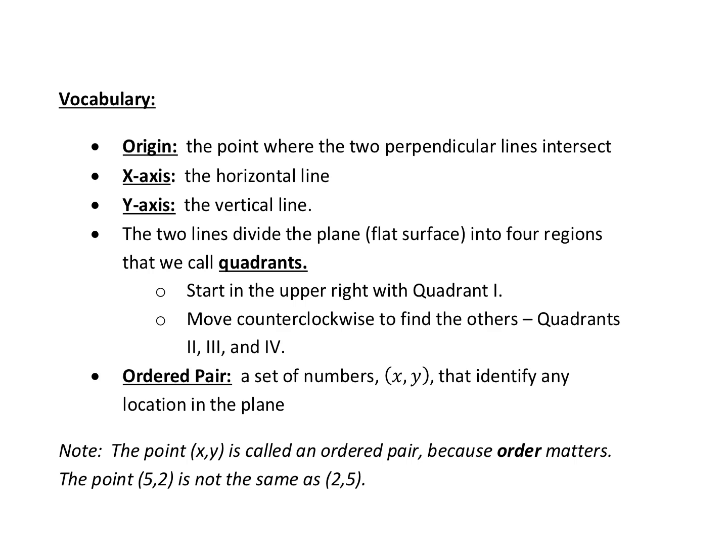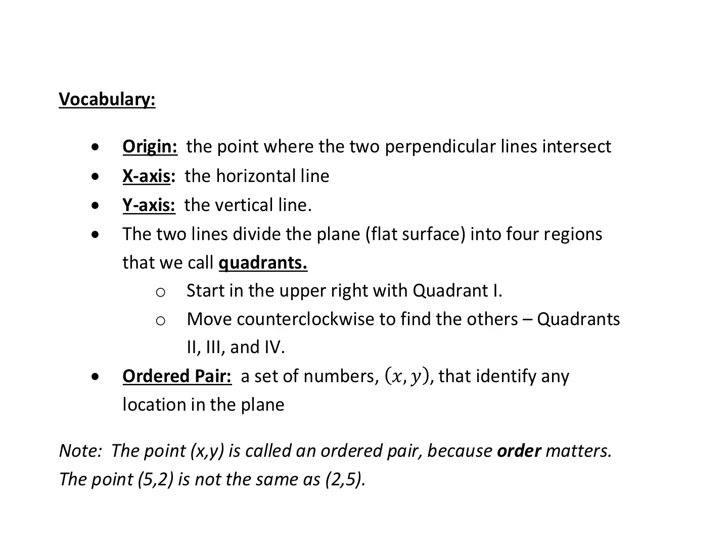The two lines divide the plane, and that's just a math term for a flat surface, into four regions that we call quadrants. The upper right quadrant is quadrant 1, and we move counterclockwise to find the others, which is quadrants 2, 3, and 4.